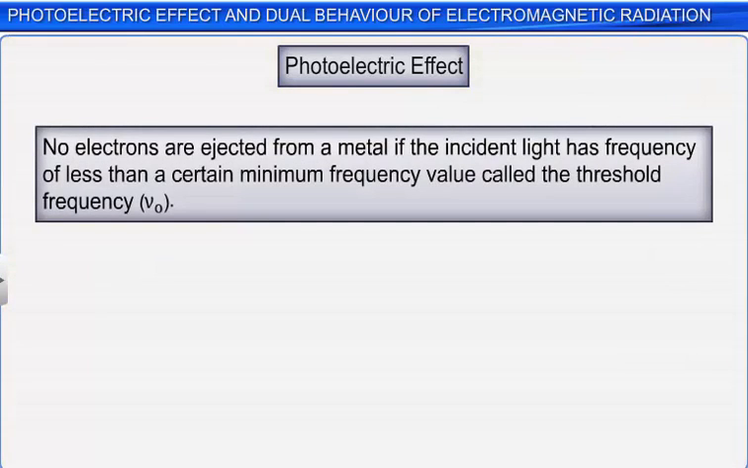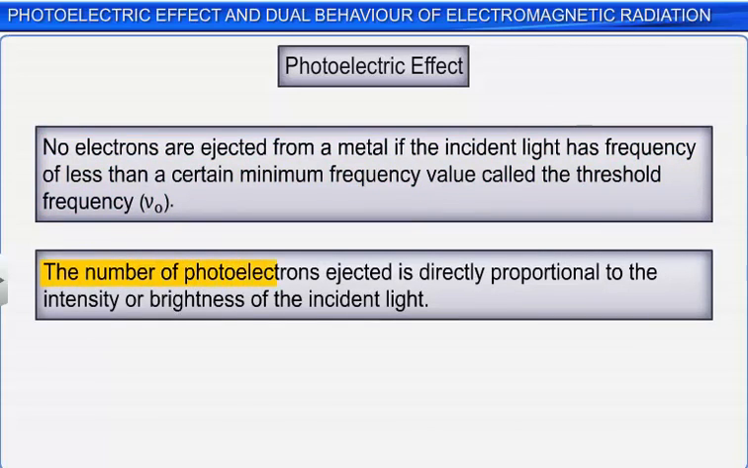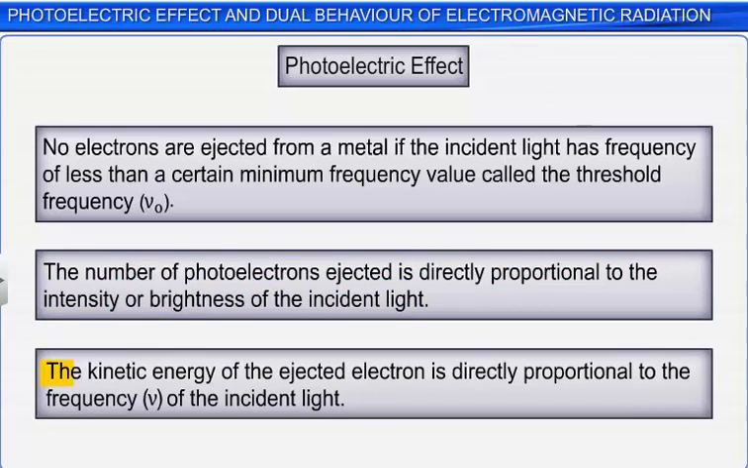From this experiment, the following observations were made. 1. No electrons are ejected from a metal if the incident light has frequency of less than a certain minimum frequency value, called the threshold frequency. 2. The number of photoelectrons ejected is directly proportional to the intensity or brightness of the incident light. 3. The kinetic energy of the ejected electron is directly proportional to the frequency of the incident light.